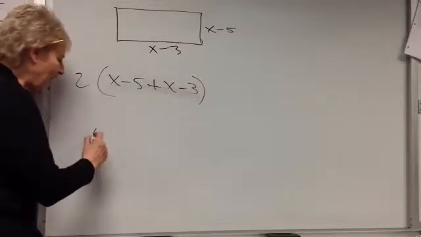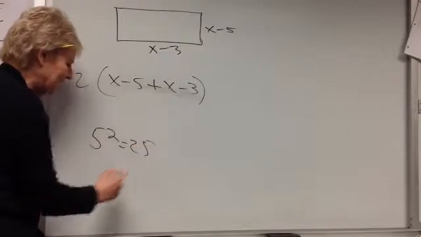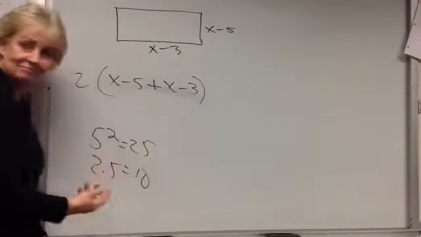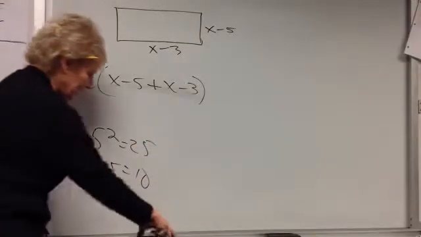Let me show you. 5 squared is 25. Doubling 5 is 10. It's not the same thing.